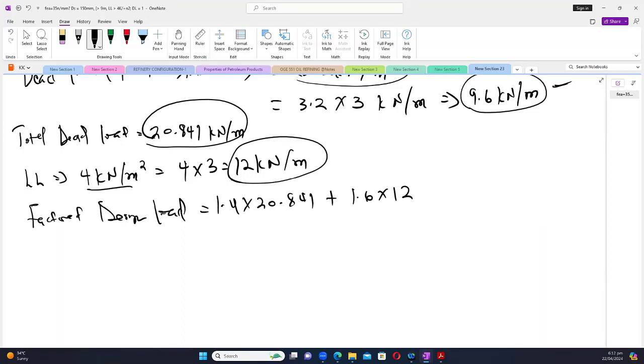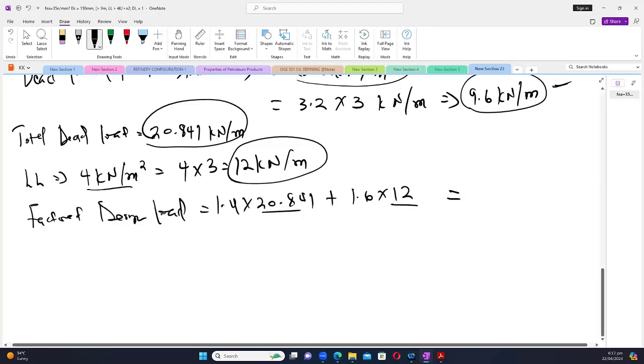Any question on this? Or you're out? Any question? Or I can continue. You can continue. Okay. So you know why I'm multiplying this by 12, because it's the live load. This is the dead load. Answer, please.